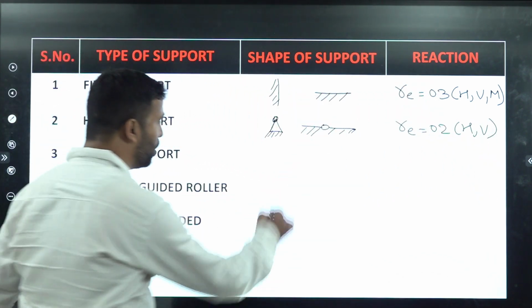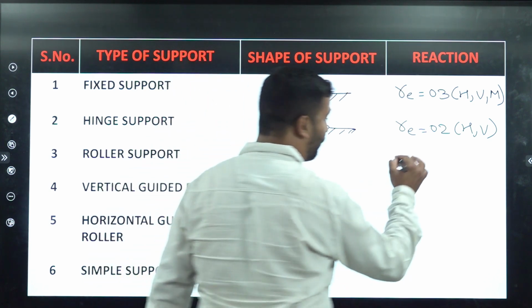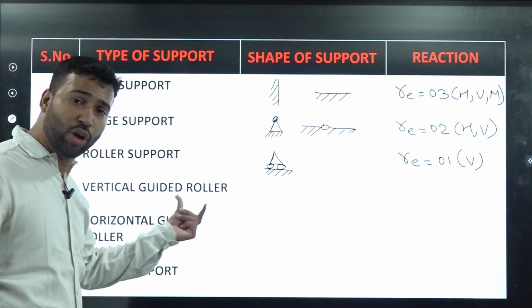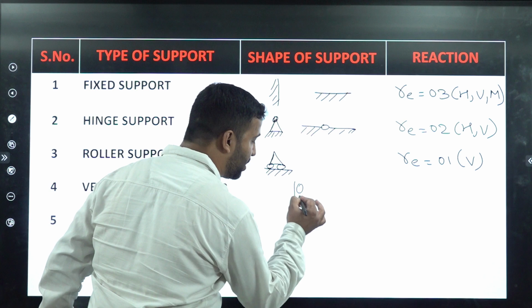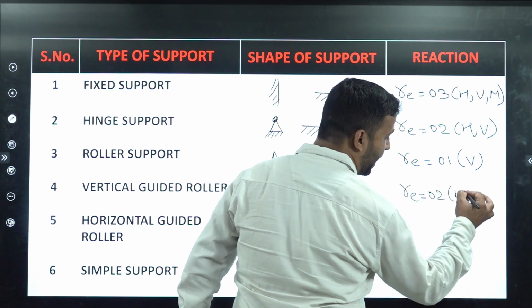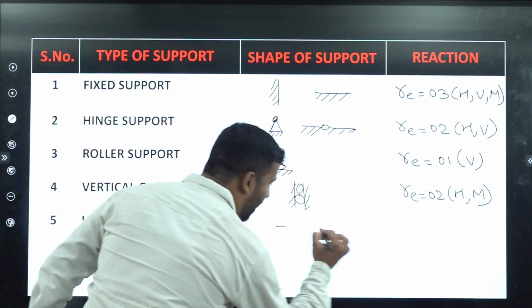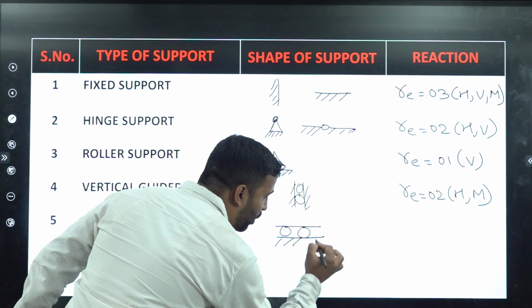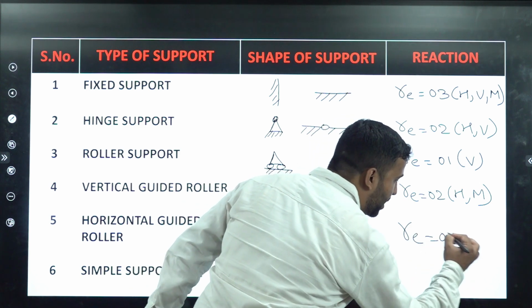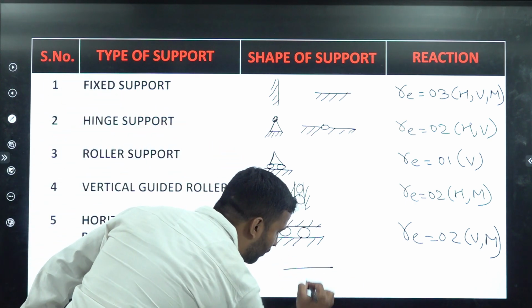The third one is roller support. Now if we have a roller support, it will appear like this, and we will have here only one reaction, that is vertical reaction. Okay students, now if we are talking about the vertical guided roller, it will appear like this, and here we will have only two reactions, that is horizontal reaction and moment. In case of horizontal guided roller, students, we will have this type of support in our structures, and we will have here only two reactions, that is vertical reaction and moment. And the last one is simple support, where we will have this type of support.